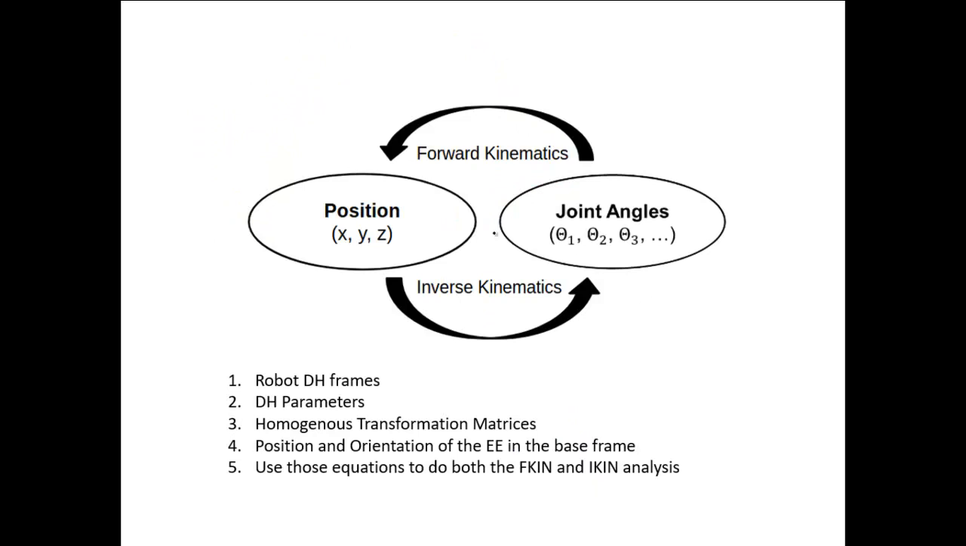Now the difference is just this way. Forward kinematics is, given the joint angles, you get the position and maybe the orientation. And in inverse kinematics, given the end effector position and the orientation, you find out the corresponding joint angles. So these are the steps.